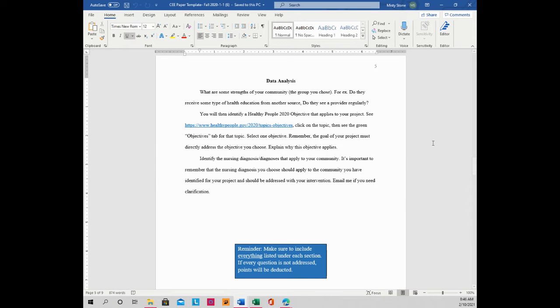So for your data analysis, first things first, make sure that the top of your paper says data analysis and the font is bold and it begins on the first line. So what are some strengths of your community? Not the communities such as Robinson County, Bladen County as such. What are the strengths of the people that you chose, whether it's the soccer team or the church group, ladies or men or whatever that group is that you chose? Is it the children? Okay, so what are the strengths of those people, of that community, meaning the people?